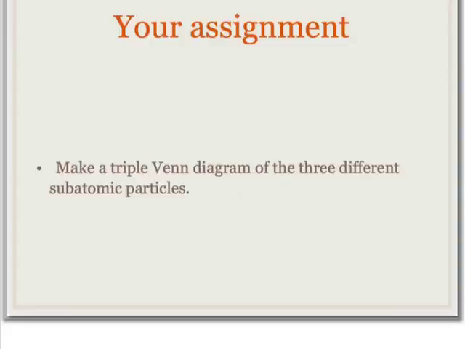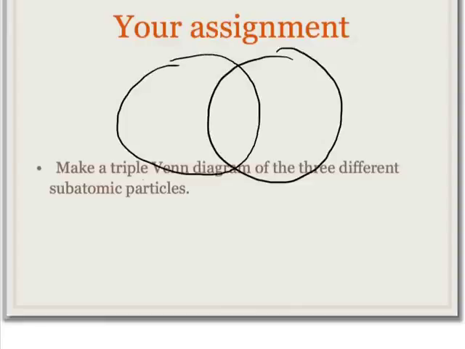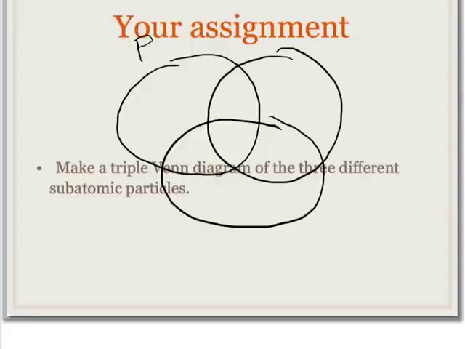Alright, so after watching the vodcast, here's what I want you to do. I want you to make a triple Venn diagram of the 3 different subatomic particles. We're going to do 3 circles, and you're going to put your protons in the top left, your neutrons in the top right, and your electrons down below.